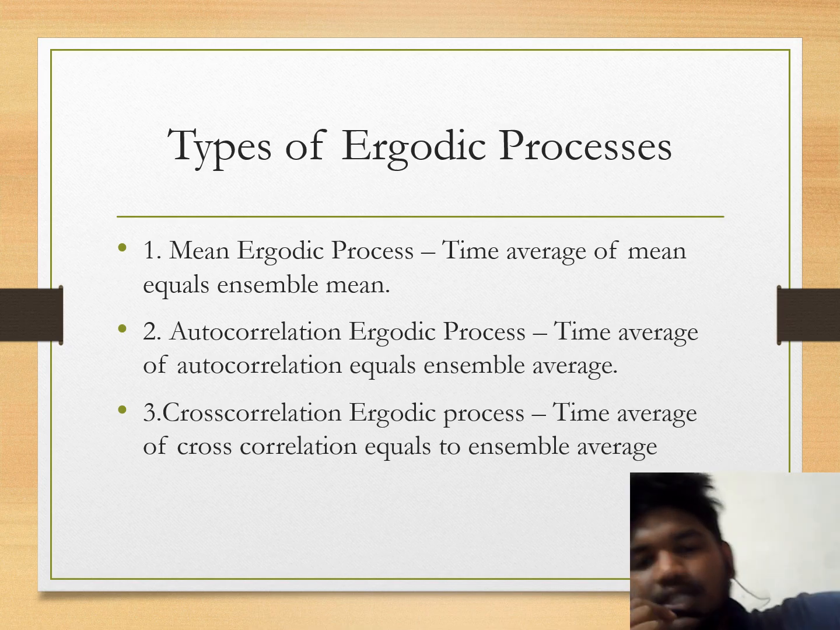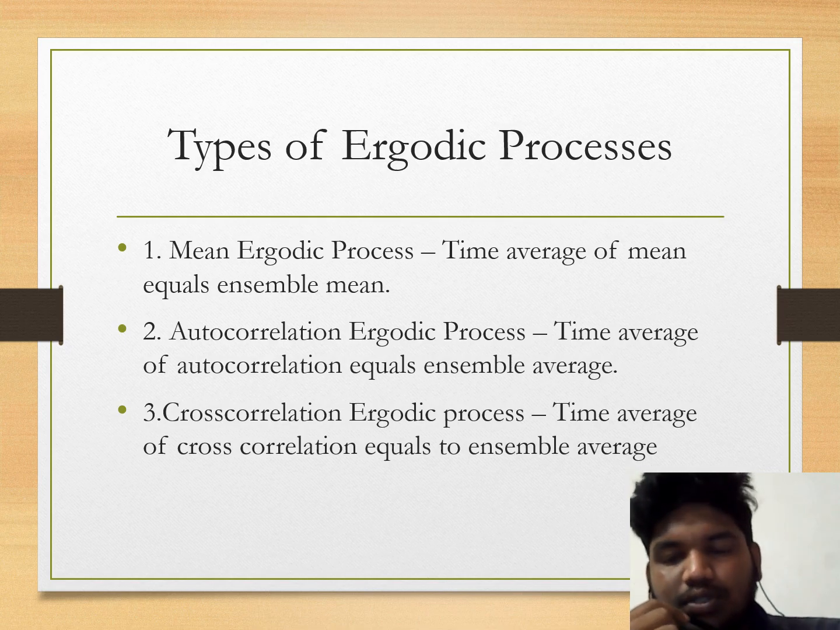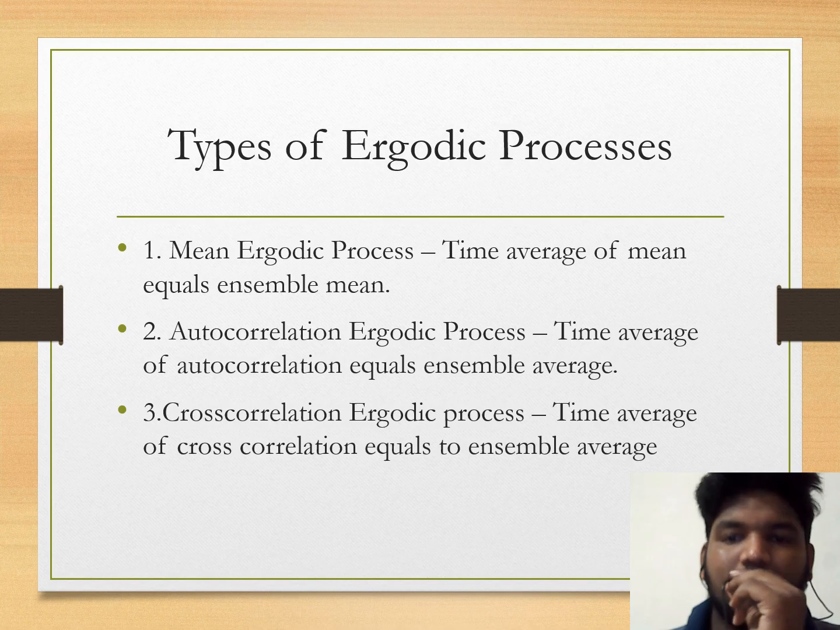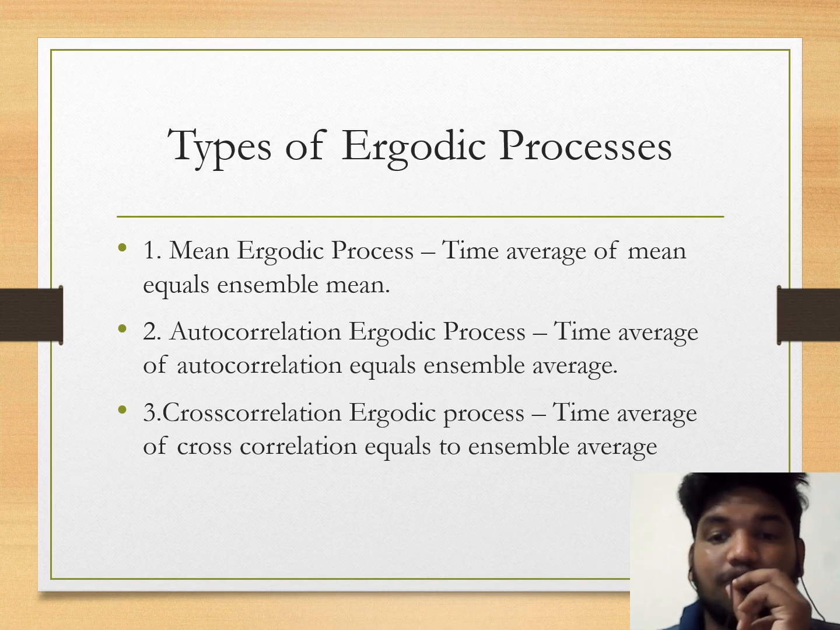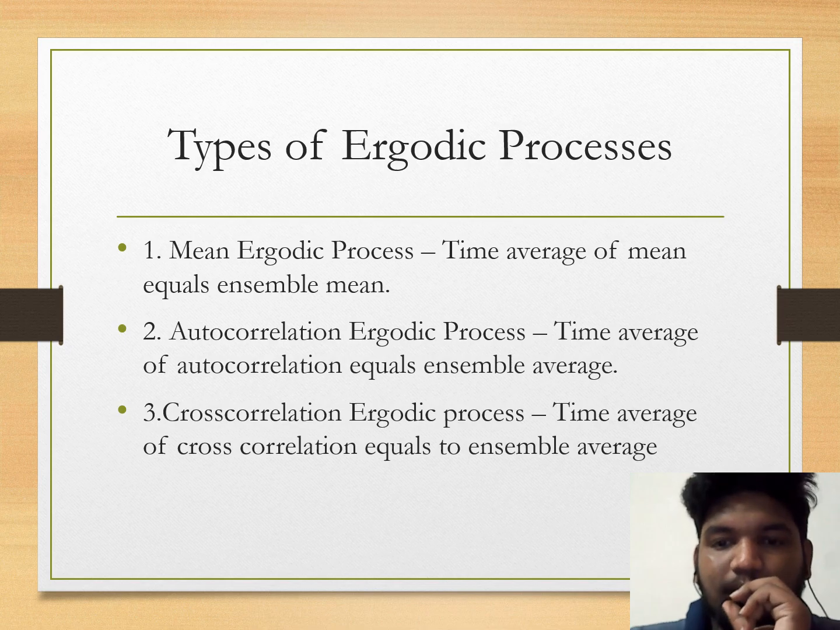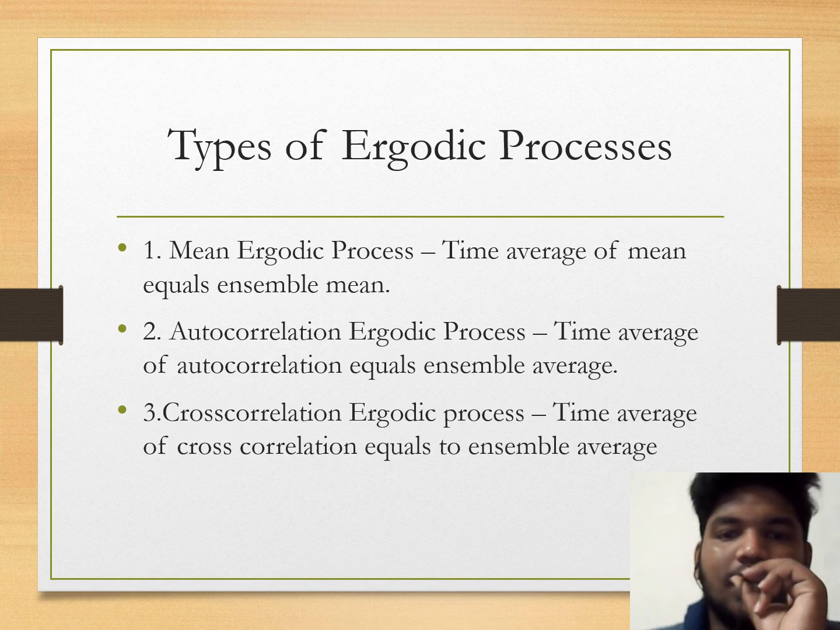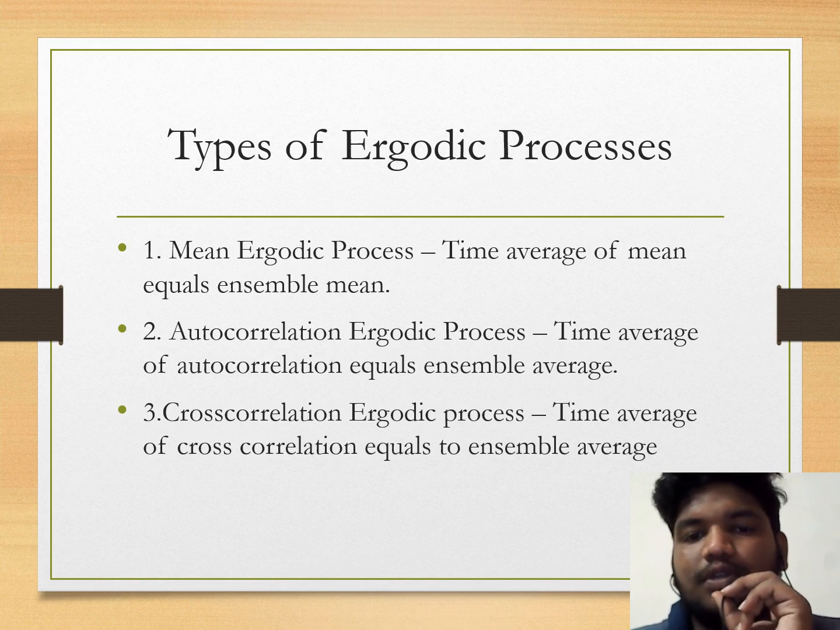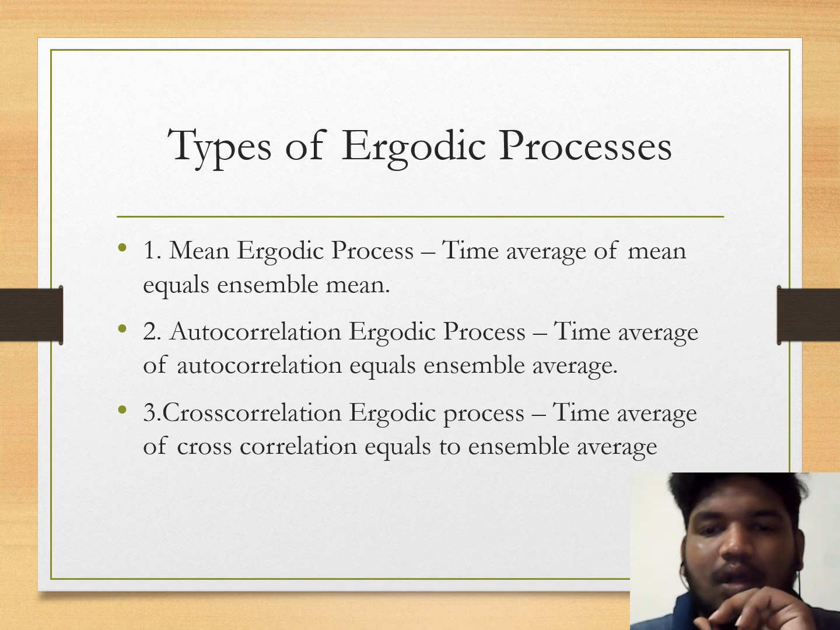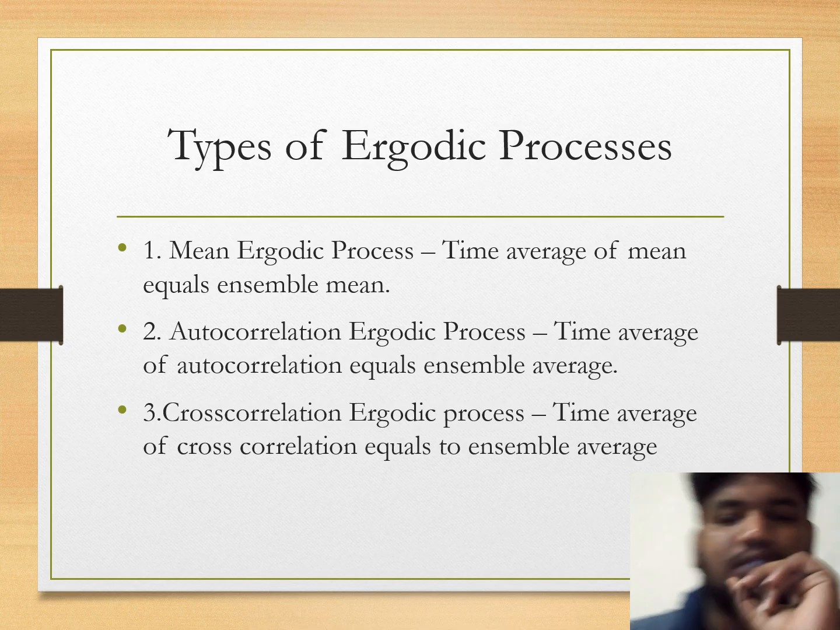Here we are not changing the terms, whether autocorrelation, cross correlation, or anything. We are saying that the time average of the mean equal to the ensemble average of the mean is called a mean ergodic process. If the time average of autocorrelation is equal to the ensemble average of autocorrelation, then it is an autocorrelation ergodic process. And for cross correlation, if the time average of cross correlation is equal to the ensemble average, then it is called a cross correlation ergodic process.